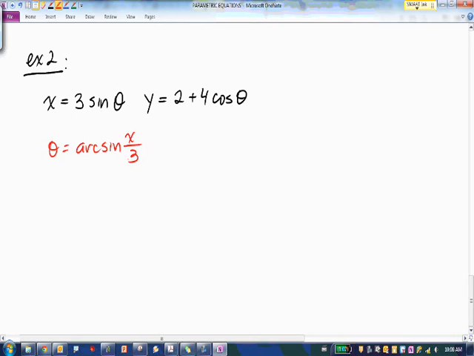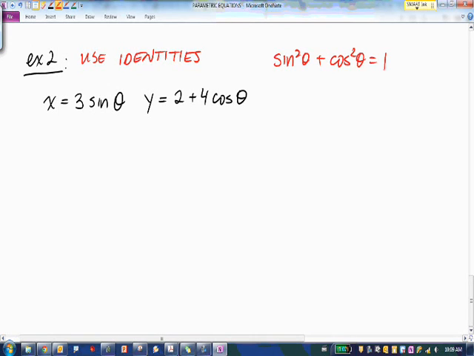That's actually a mess because you have to deal with domain issues. So we don't want to use that strategy. What we want to use instead is trig identities. So the trig identity that we'll use in this case is sine squared theta plus cosine squared theta is equal to 1. So we have to isolate sine theta here and cosine theta in the other expression.